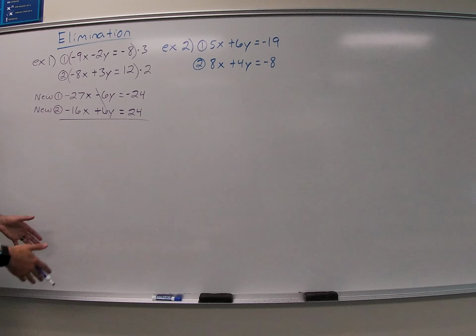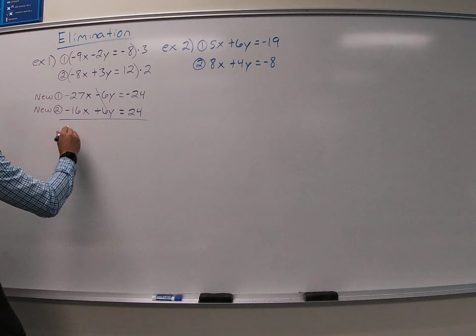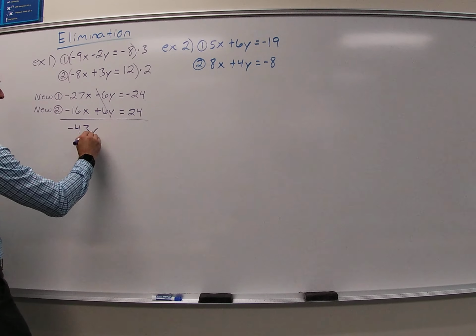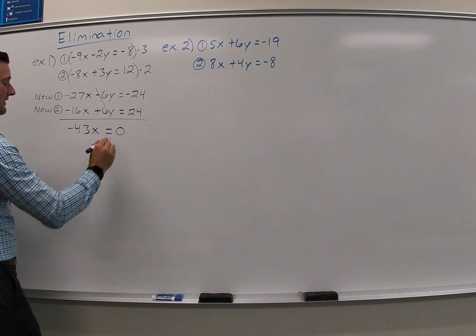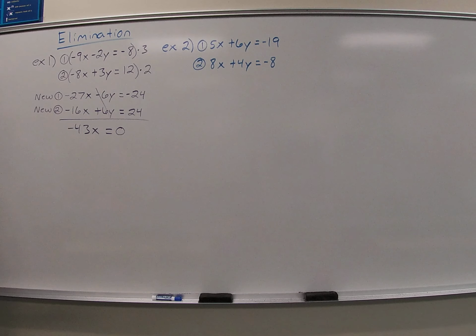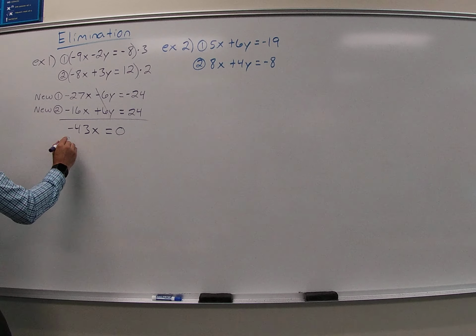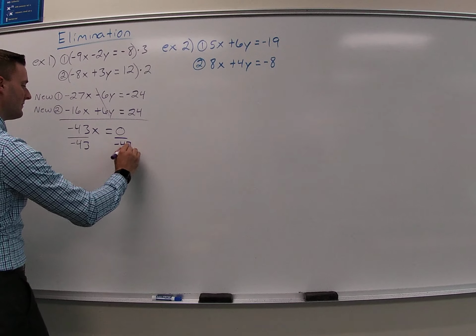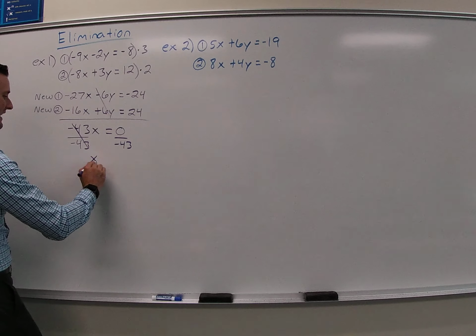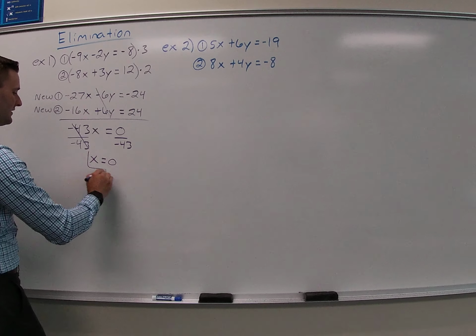Now let's again just add straight down each column. Negative 27x minus 16x is going to give me negative 43x. These canceled out, and negative 24 plus 24 is 0. So remember, 0 is a number. Don't let the 0 freak you out. To get x by itself, you divide both sides by negative 43, so that those are gone, and I get x equals 0 divided by anything, which is 0. So x equals 0.